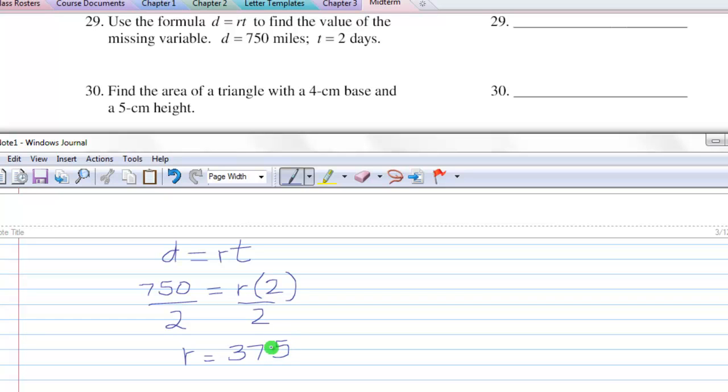So you're going to want to remember to tack in your units. So the rate is 375 miles each day, per day.